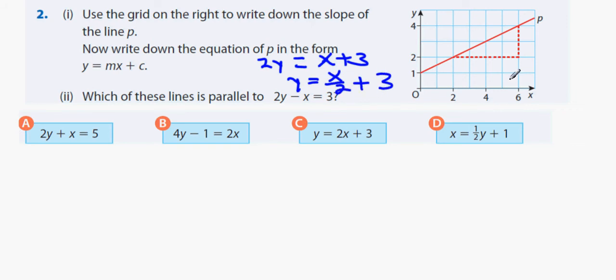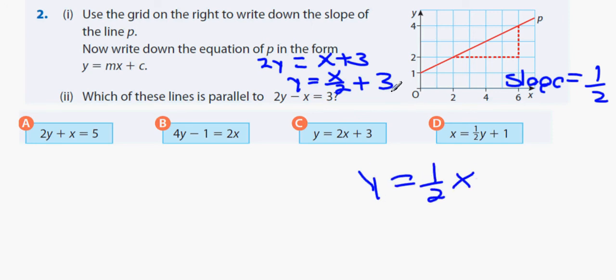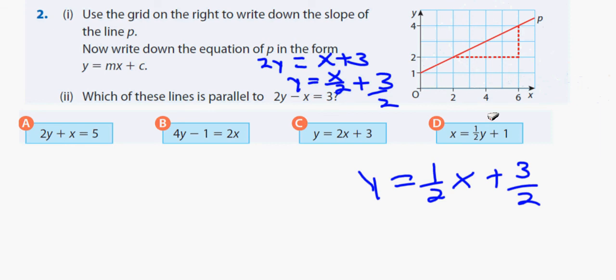The slope of this line is a half, because it's basically y equals a half x plus 3 over 2. The c value is 3 over 2, which means it cuts the y-axis at 1.5, and its slope is a half, so it's actually parallel to the line already drawn. Okay, but it didn't ask us about that. It just asked us to get the equation of the line. So it wants to know which ones are parallel. If they're parallel, they have the same slope, and we know that the slope has to be equal to a half.